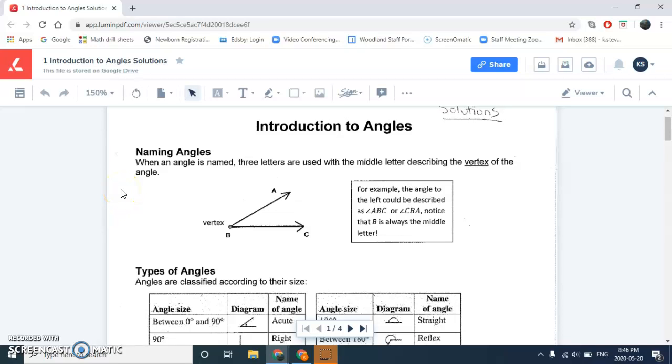Hi there, class. Welcome to our last unit, our condensed unit on measurement and geometry. Our first lesson is going to be looking at introduction to angles. And so the first thing that we need to look at is naming angles.